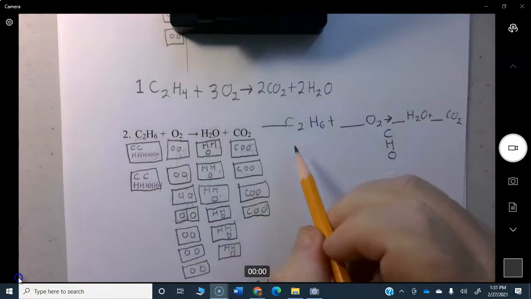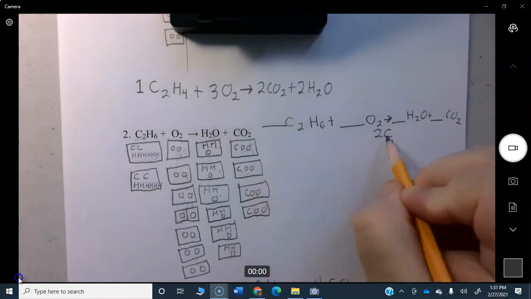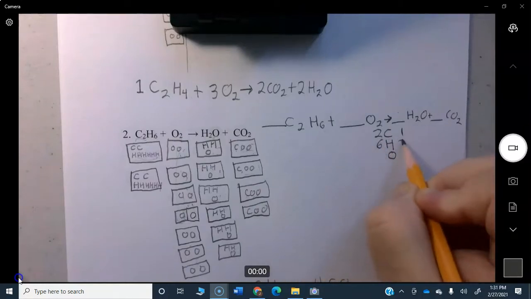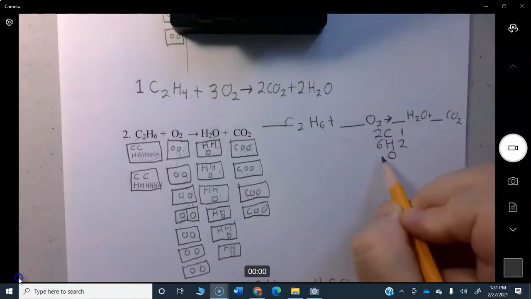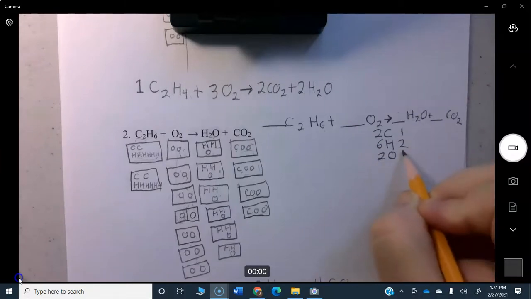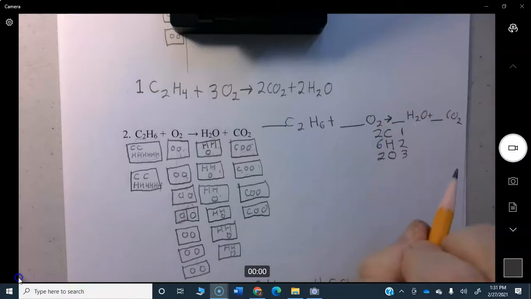Okay, and we're going to count. We have 2 carbon on this side, and we have 1 on this side. Hydrogen, we have 6 on this side, and 2 on this side. And oxygen, we have 2 right there. And we have, again, just like last time, 1, 2, 3. So the starting numbers are the same as, well, I take that back. Not for carbon, it's not the same. Not for hydrogen, rather, it's not the same.